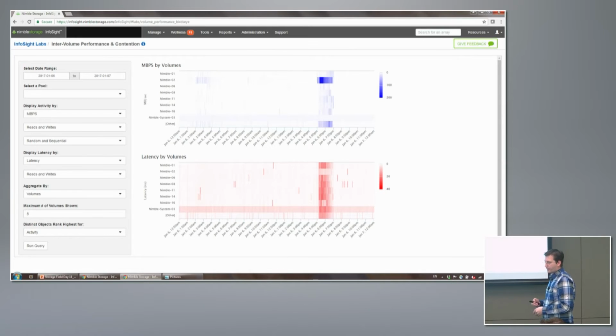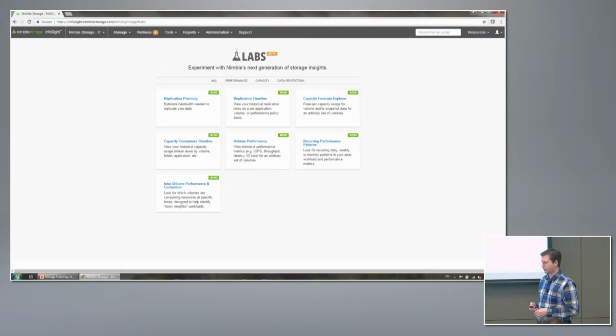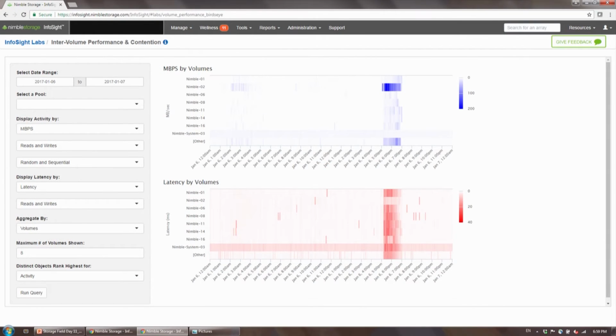So this particular application is focused on how workloads impact one another when resources are saturated. What we can see in this particular context is that we have the ability to configure the scope of what we're looking at on the left. But we really have 2 charts. On the top chart, we have workload activity. On the bottom chart, we have the latency of those workloads. You can actually also configure it to look at that potential impact score.